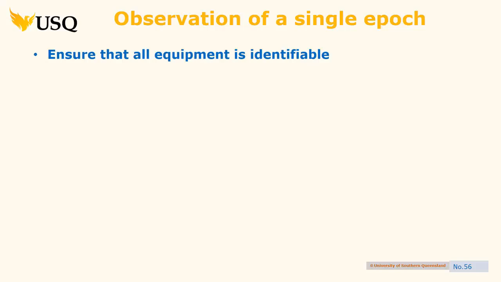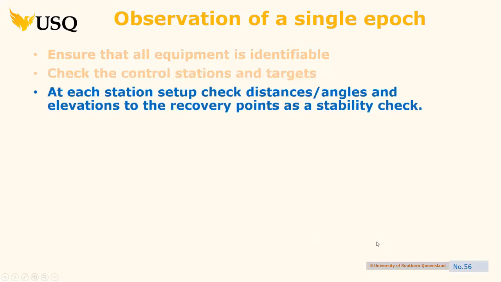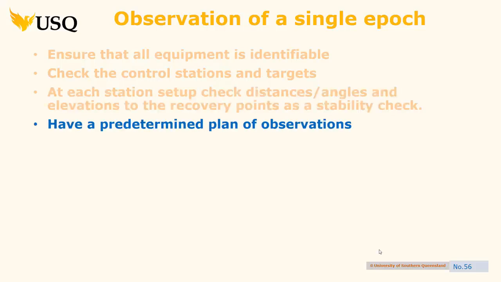So a simple thing like just identifying it, a visual check of all the control stations and the targets. It's almost like a standard thing. Distances and elevations, right? At each station, you're just cross-checking everything. Have a predetermined plan of observations. You don't just turn up there, right? You should repeat that plan.